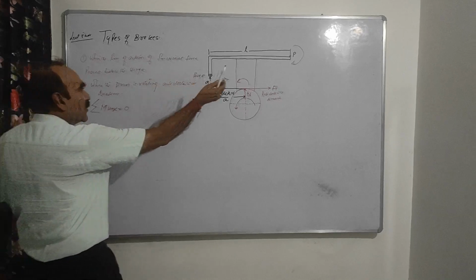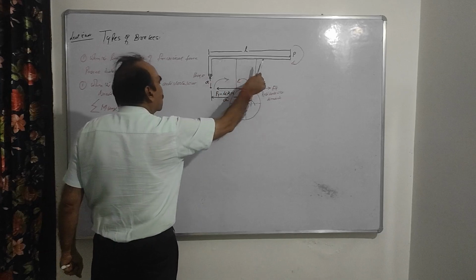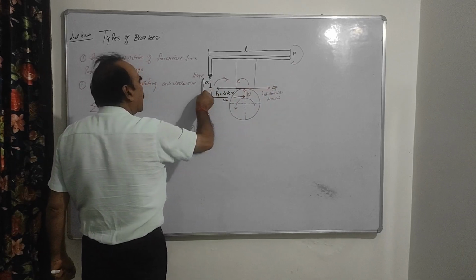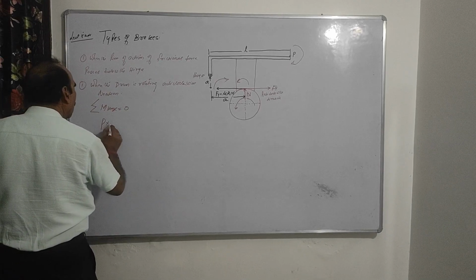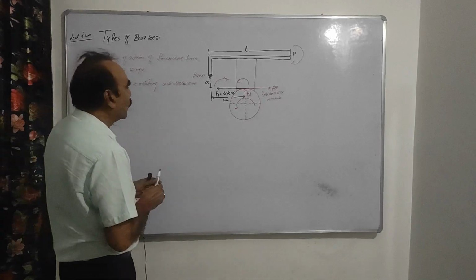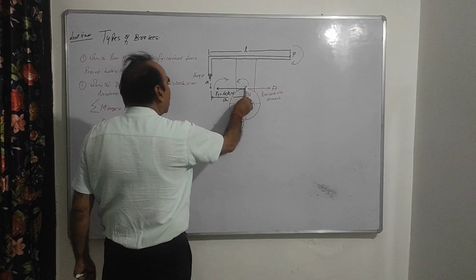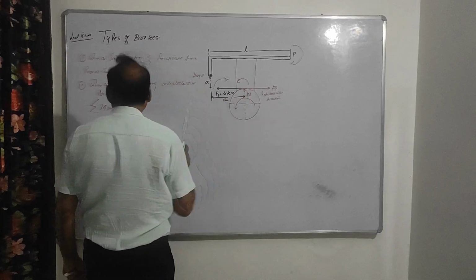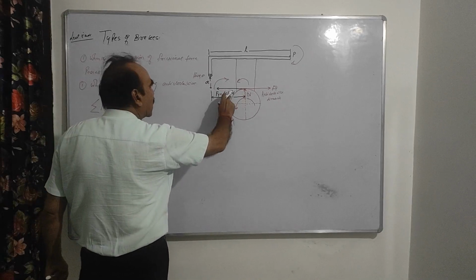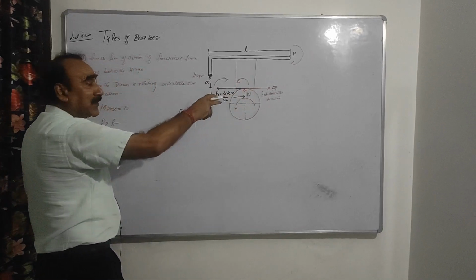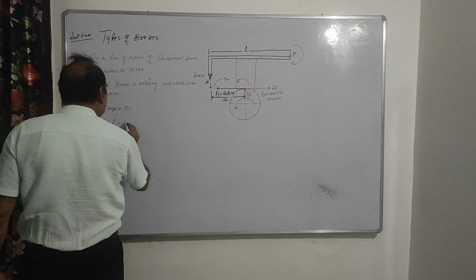Now you see this is P, and the distance from P to the hinge is L. So this is P into L. Now you come to N. The distance from the hinge is A, so this is N into A, which is minus, because the moment is anti-clockwise. Clockwise moment we are taking as positive, so anti-clockwise moment we are taking as negative here.